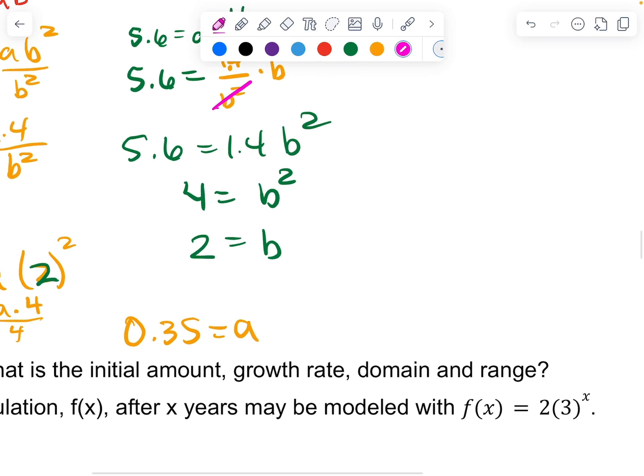So what is my equation? My equation is y equals 0.35 times 2 to the x. And there we go.